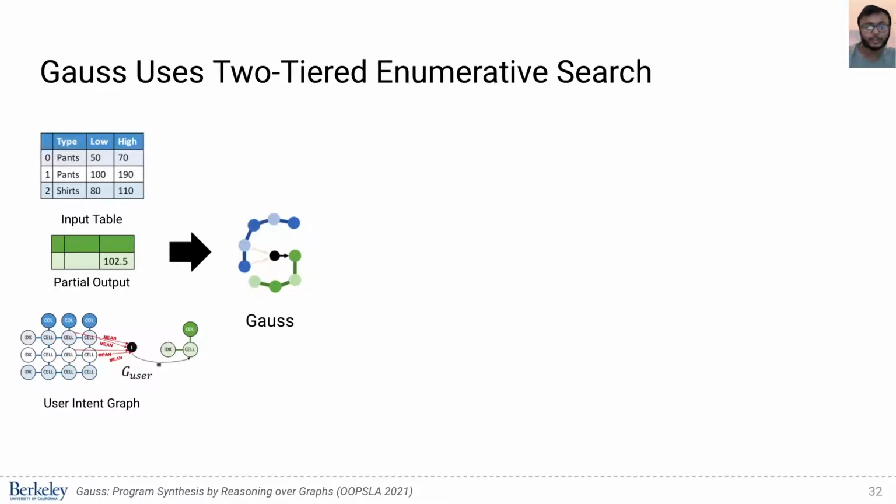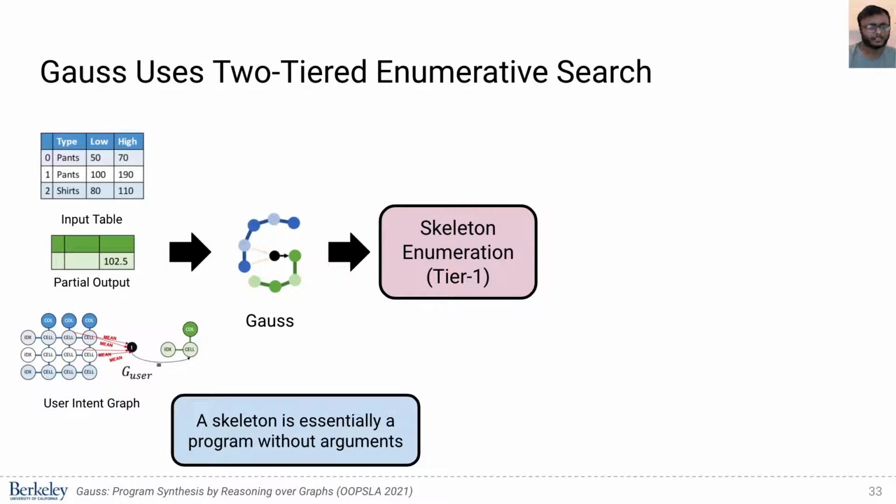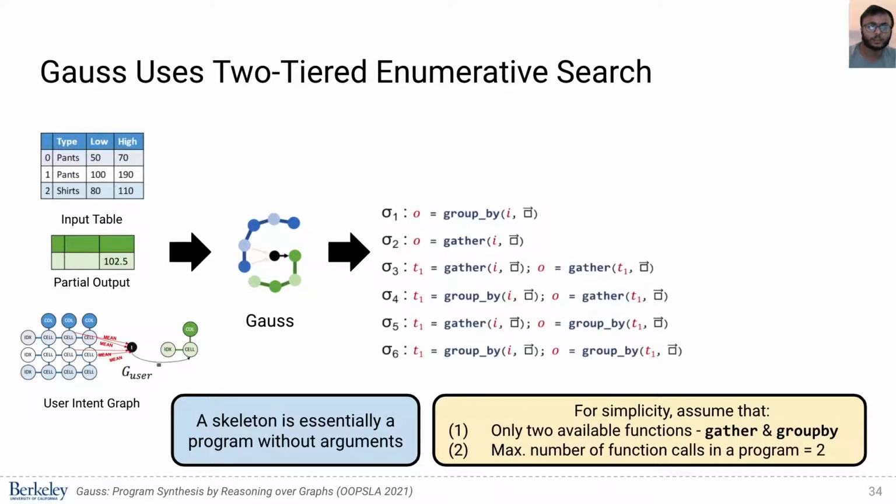First, Gauss enumerates what we call skeletons. A skeleton is essentially a program without arguments. Now, for simplicity, assume that there are only two available functions in Gauss's transformation language, gather and group by, and the maximum number of function calls in a program is 2. Then there are 6 possible skeletons as shown here. The first two contain a single function call, while for the others, the second call consumes the result of the first.